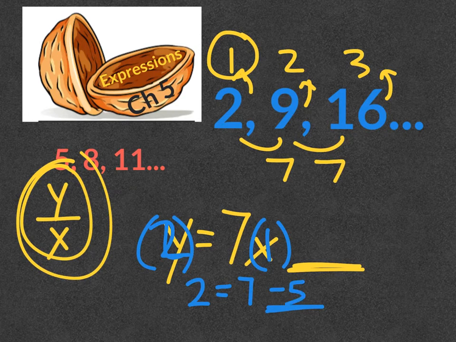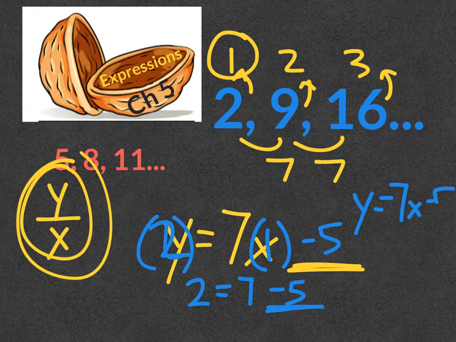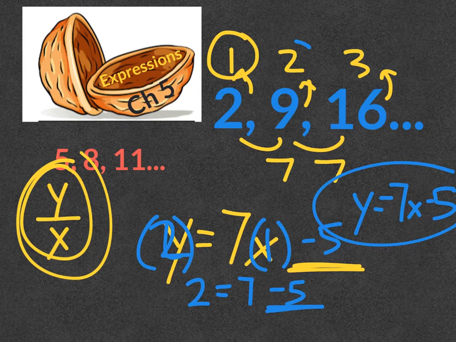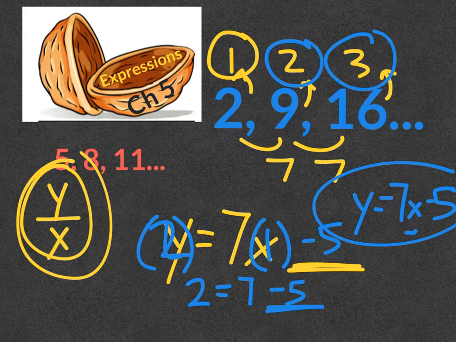They had to subtract 5. That makes this minus 5, so y equals 7x minus 5. Let's check it to make sure it works. If I put in 2, 2 times 7 is 14. 14 minus 5 is 9. If I put in 3, 3 times 7 is 21, minus 5 is 16.